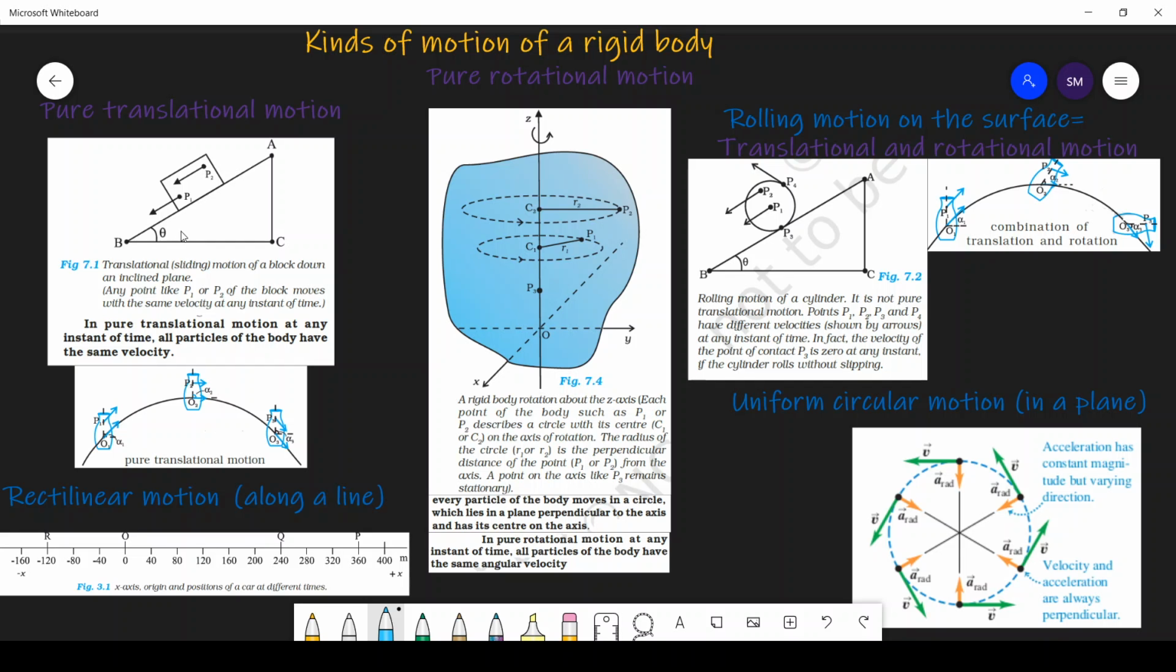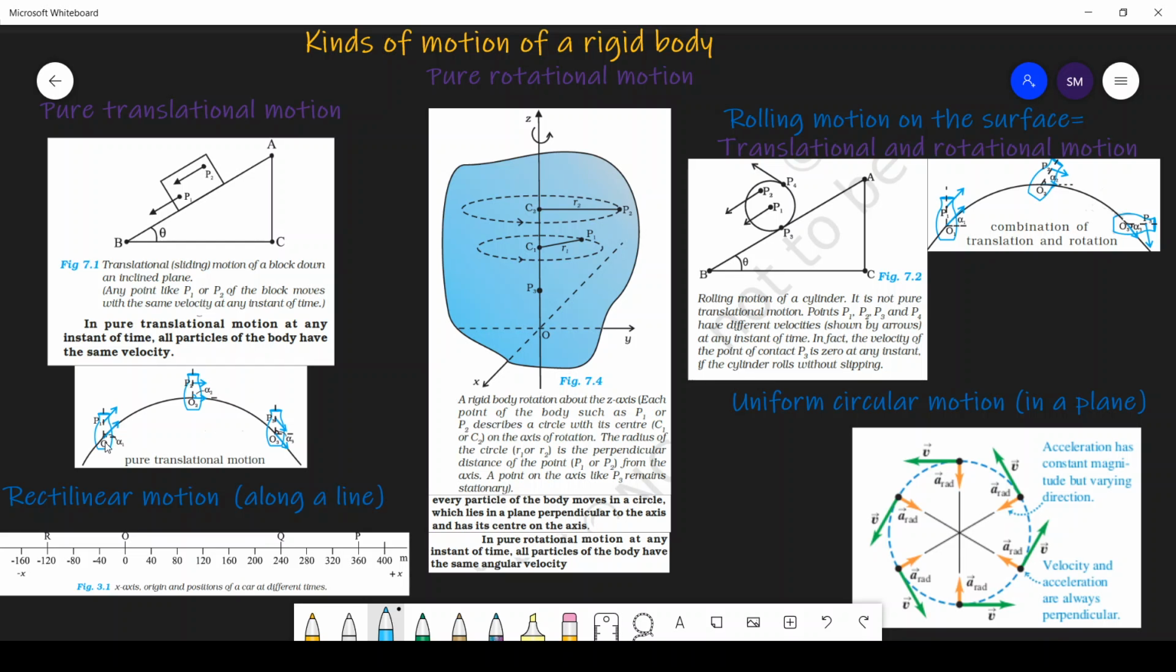So what is translation motion? You can see we have two figures of translation motion. In figure 7.1 you can see that this box is clearly sliding down. So the velocity of all the particles of the body. I have taken only two particles, P1 and P2, but there are n number of particles. So all the particles of the body have the same velocity at a particular instant. So this is what translation motion is. Whenever the word translation motion comes, it means pure translation motion, and at any instant of time all the particles of the body have the same velocity.